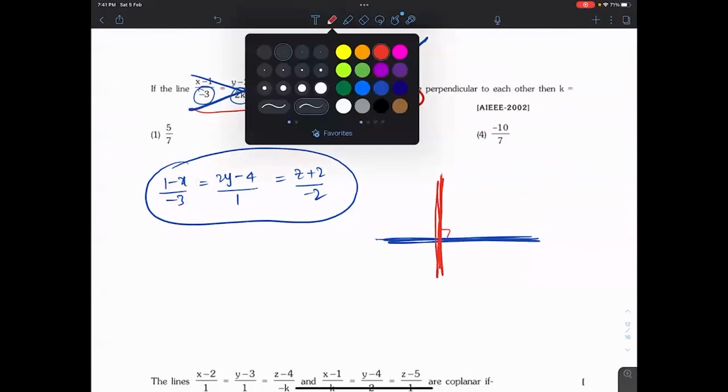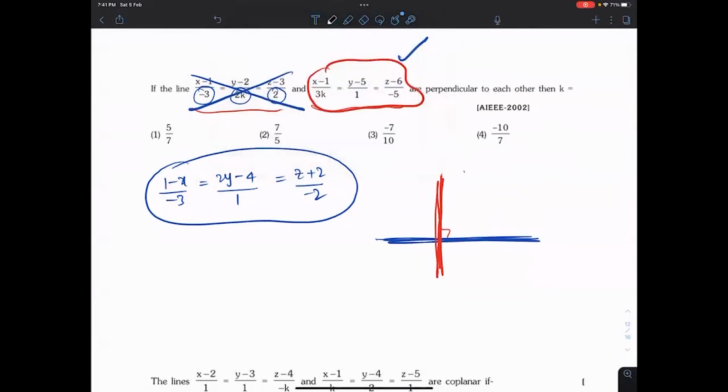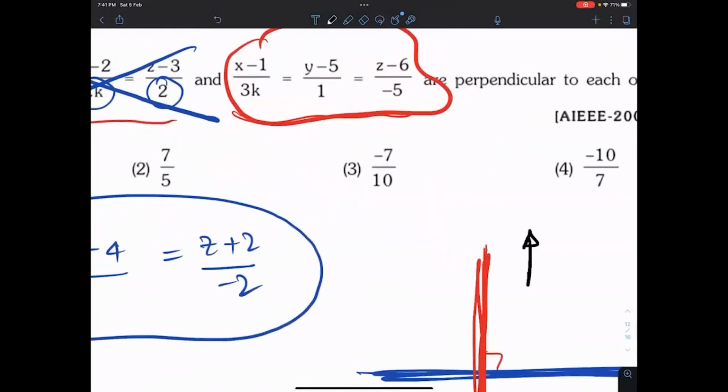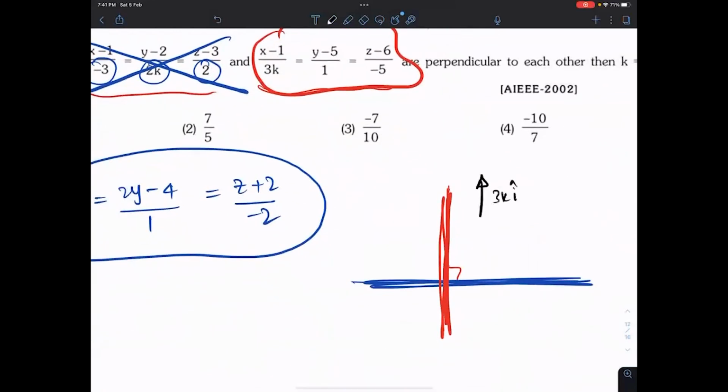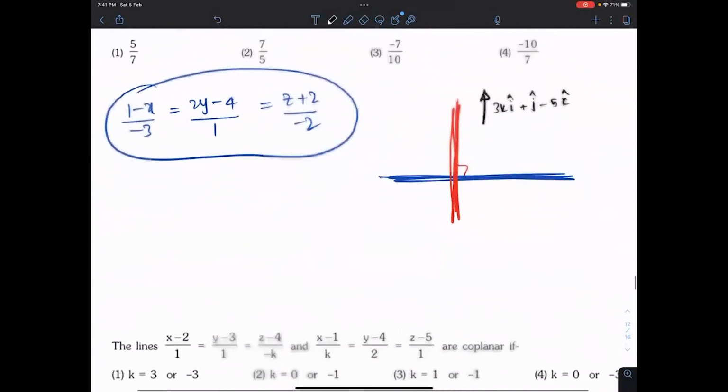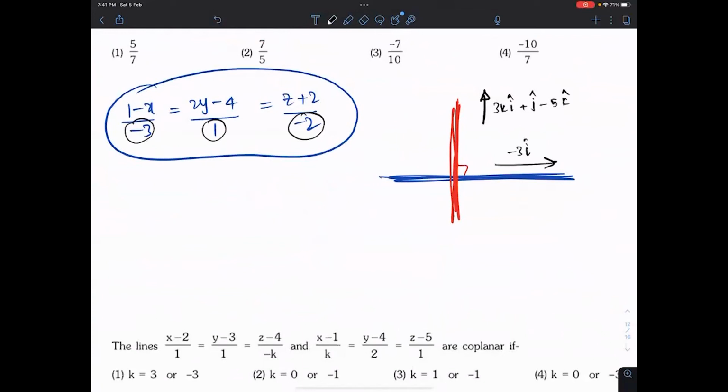Now, I need to write vectors which are parallel to them. First one, 3 i cap plus j cap, z component is minus 5 times k cap. Second one, x component, y component, z component. If I write like that, minus 3 i cap plus j cap minus 2 times k cap, then it is wrong.